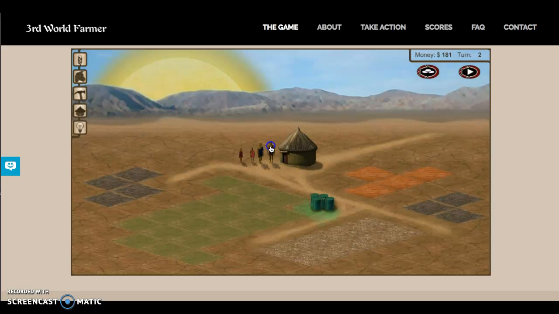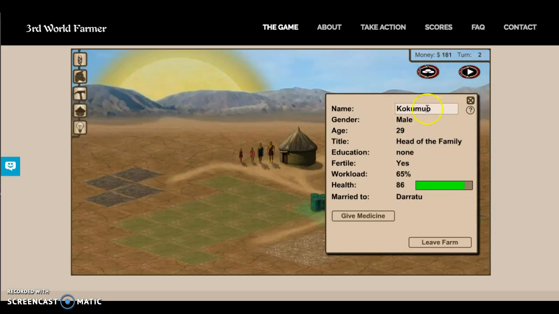Now if you double click on your people, you can see who they are. You can see their name. This is the male. He's 29 years old. He's the head of the family. You can see how much workload they're carrying and their health. So this is where some of the critical thinking comes in. These students will have to make decisions. How do I want to keep their health? Is he doing enough workload to be on the farm? You can make him leave the farm.